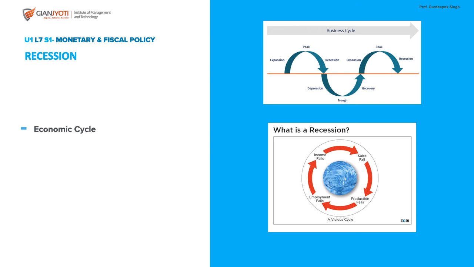So what is a recession? In the recession, GDP goes down. As a result, the income level falls. When the income falls, people tend to buy less, so the sales fall. If the sales fall, the production falls. And when the production falls, the employment falls. So this becomes a vicious cycle wherein everything is connected, and until you break this cycle, you go into depression.